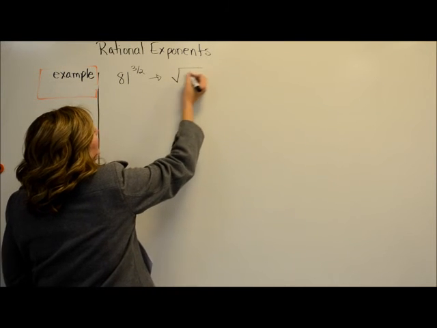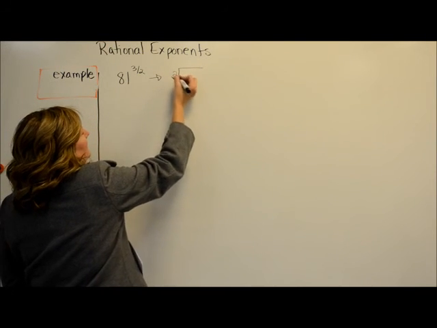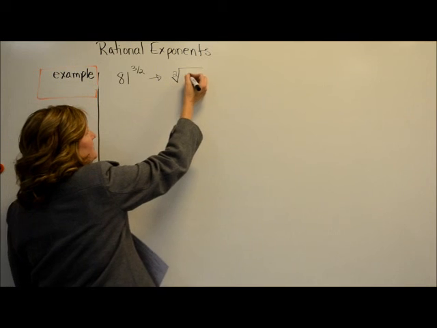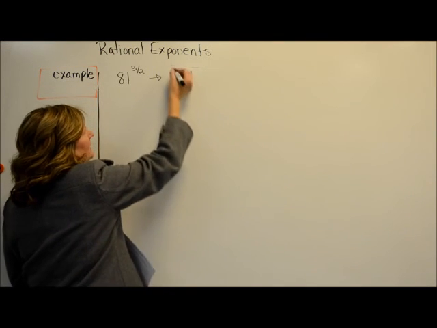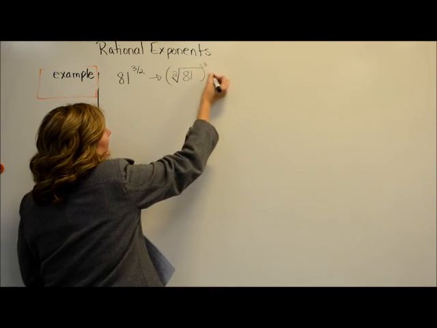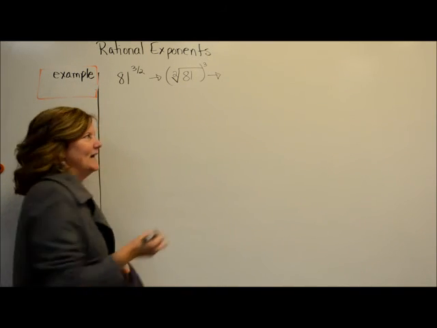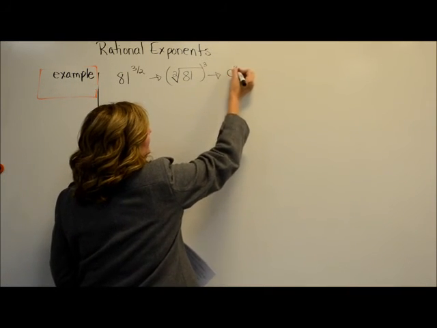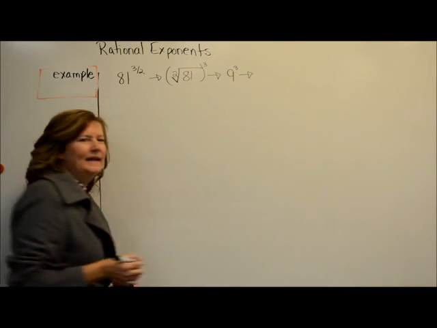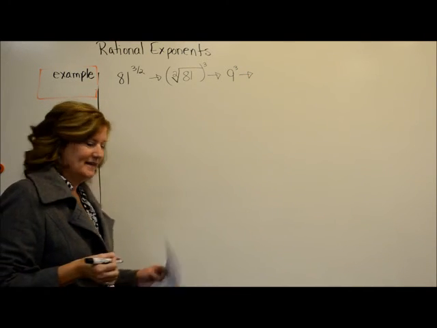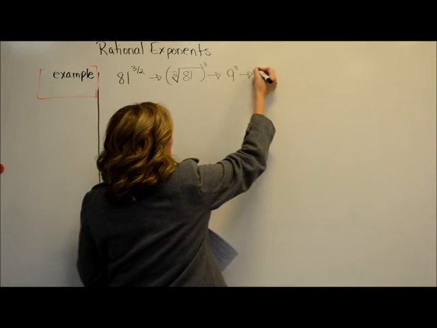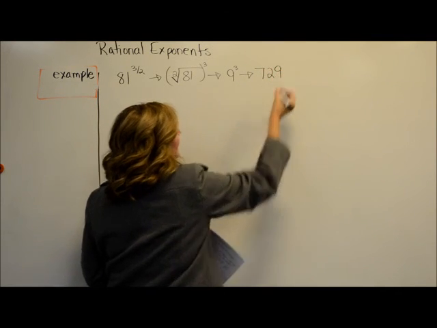So I have the 2 in the denominator, it goes into the b. Here's my base, it's 81, and I'm going to raise it to the 3rd power. The square root of 81 is 9, so I have 9 cubed. And 9 cubed, I get out my handy dandy calculator because that's going to be a pretty big number. And I'm going to get 729.